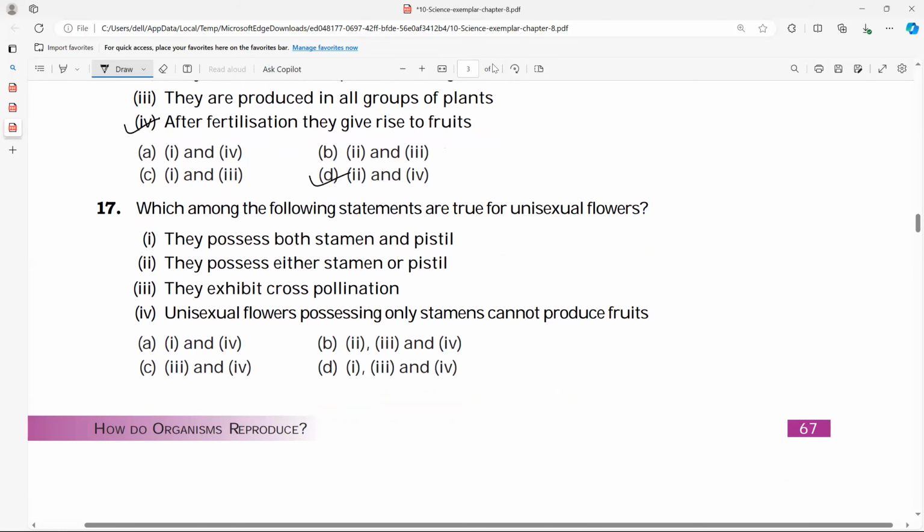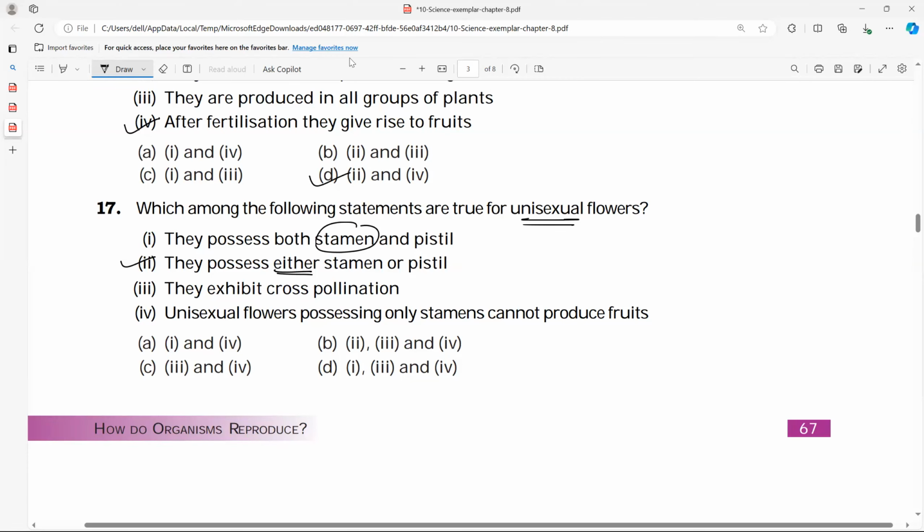Question number 17. Option B. Which one of the following statements are true for unisexual flowers? So here we have they possess both stamens and pistils. Unisexual flower it is talking about. The stamen should not be there. Either it can be stamen, or it can be pistil. Yes, they either can possess stamen or pistil.